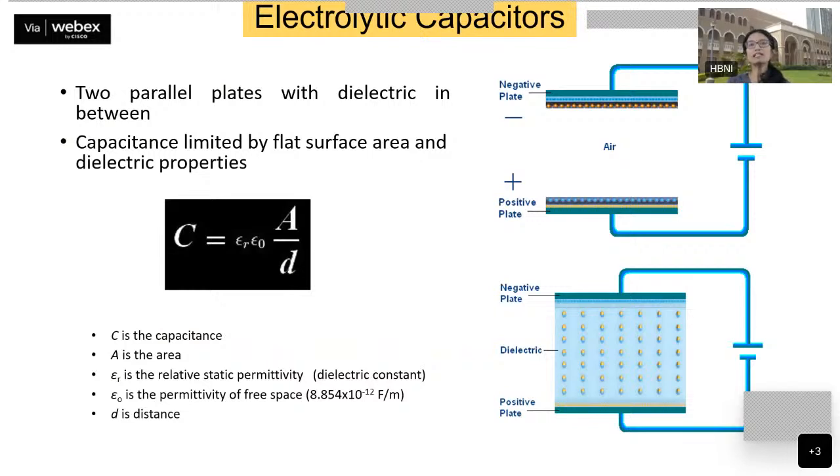So you have two parallel plates which have a dielectric in between. Most common dielectric is there. So capacitance is limited by the flat surface area and the dielectric properties, and capacitance is given by C = epsilon R epsilon 0 A by D. C is the capacitance, A is the area of the electrode, epsilon R is the relative static permittivity, that's the dielectric constant of a material, epsilon 0 is the permittivity of space, and D is the distance between these two plates. So this is how you get capacitance in the case of a normal capacitor, and the capacitance is generally within the range of a few microfarads.